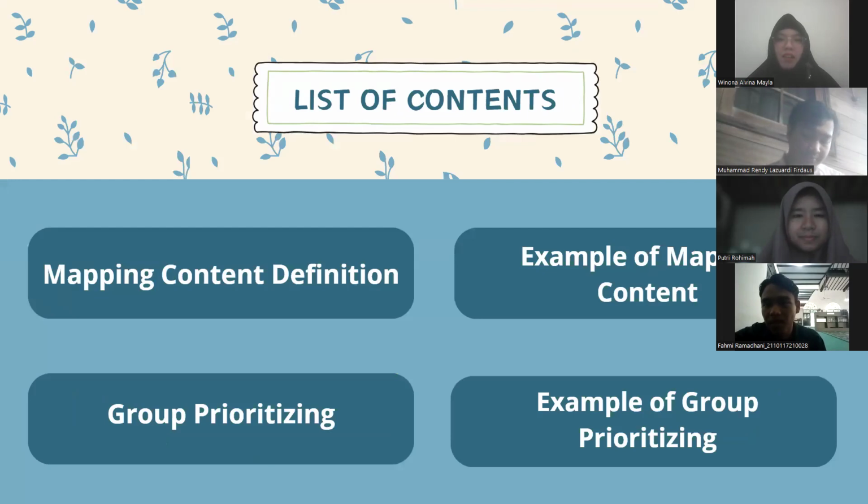So today, there are 4 topics that we're going to discuss. The first one is about the definition of mapping contents. The second one is about group prioritizing. The third one is about the example of mapping contents. And the last one is about the example of group prioritizing. Let's get going to the first material about the definition of mapping contents.